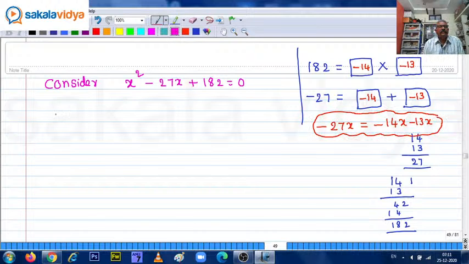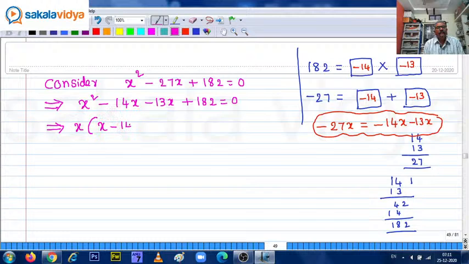So now let us solve. Here x square minus 14x minus 13x plus 182 equals 0, because the factors of 182 are 14 and 13. You remember this one also. First let us take x common out. We have x into x minus 14, minus 13 common, we get x minus 14 equals 0. Now let us take x minus 14 common out. If we take x minus 14 common out, we get x minus 13 equals 0.